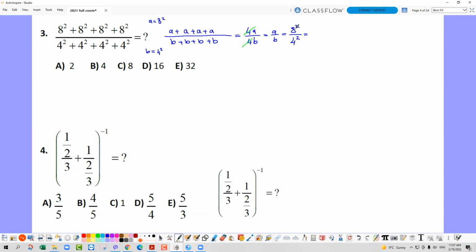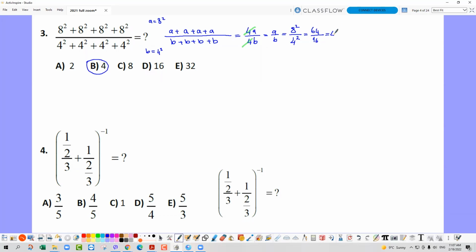That's equal to 8 to the power of 2, we can calculate, which is equal to 64. 4 to the power of 2, we can calculate, that's 16. And 64 divided by 16, we know the result is equal to 4.